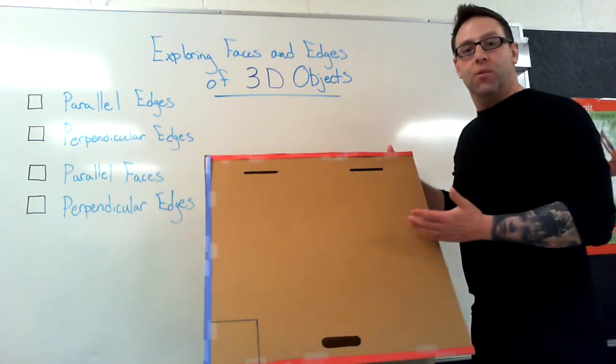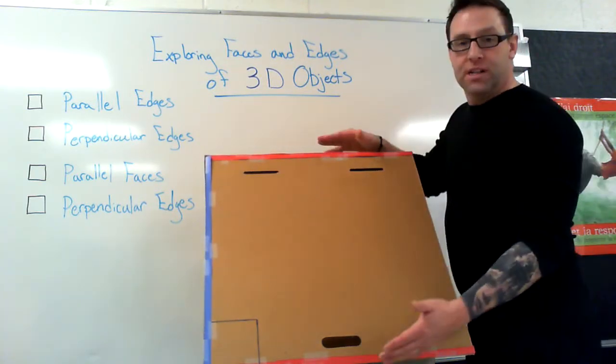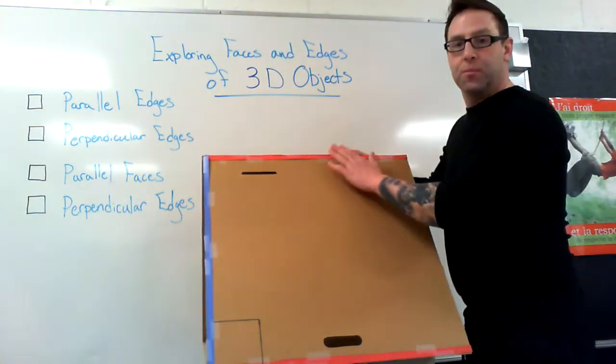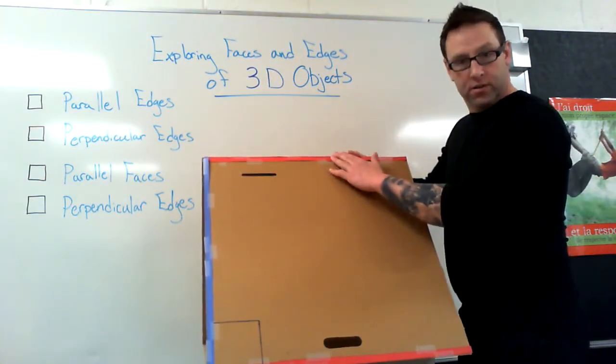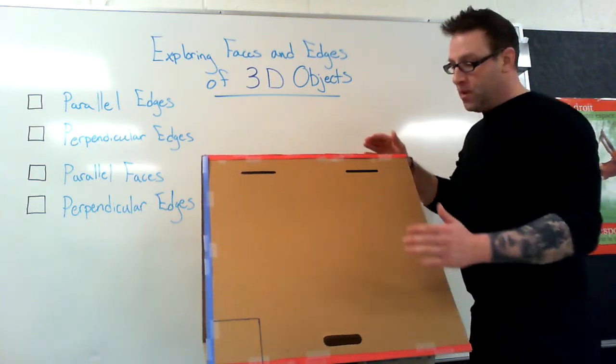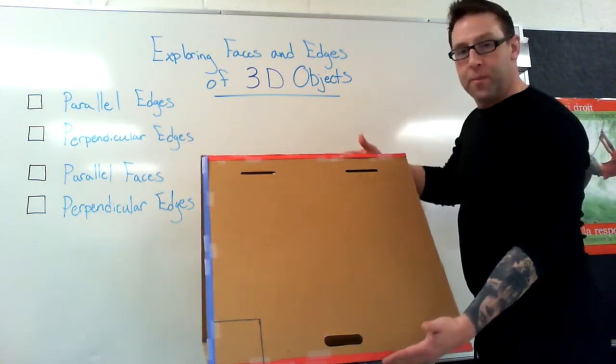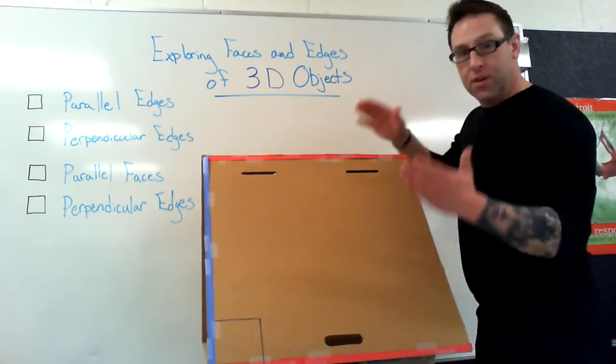So let's talk about our edges. Parallel edges, again, highlighted in red. The top edge and the bottom edge are parallel, okay? These two edges would also be parallel because they're on opposite sides of a rectangle, they'll never touch.